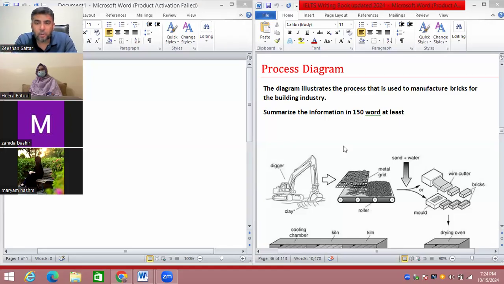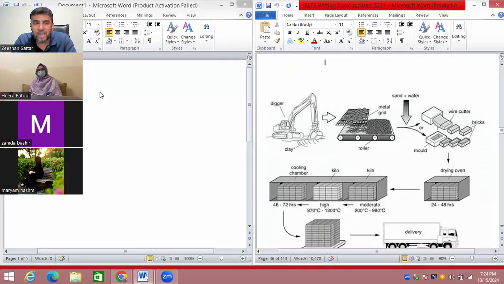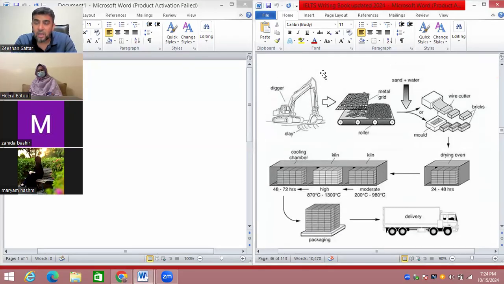First of all, in the process diagram question, you have to identify and highlight the number of stages which are presented in the picture. The first thing that we have to do in the exam is to find out how many stages there are. So now in this question, here we see the first stage.